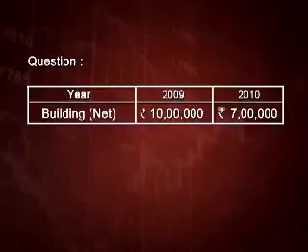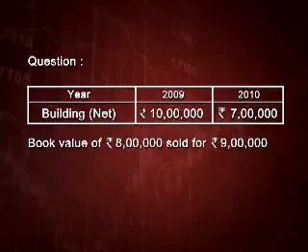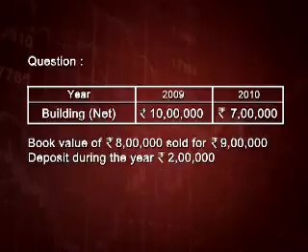Now let's examine a question on the net method also. Read the question. Building net value 10 lakh in 2009, 7 lakh in 2010. During the year, a building with book value 8 lakh sold for 9 lakh, and depreciation during the year is 2 lakh. When we make the building account at net value, we start with the opening balance 10 lakh on the debit side and closing balance on the credit side, 7 lakh.